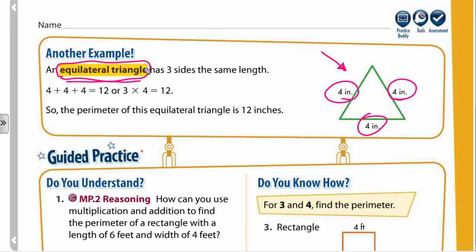You have the name in your book. Underline this name or circle the name. This is an important name. Equilateral triangle. Equilateral triangle. My heroes, try to say it. Equilateral. Equilateral. Use your mics. Equilateral. Yes, equilateral triangle.